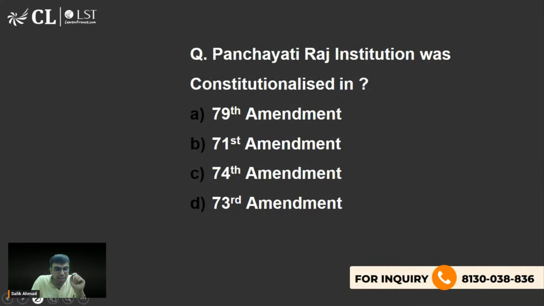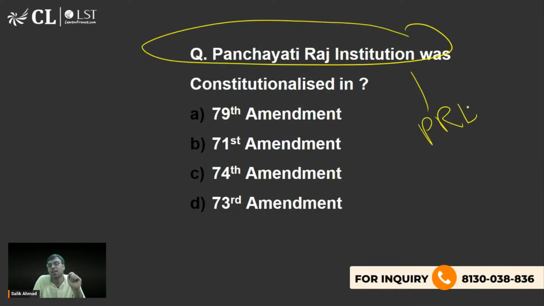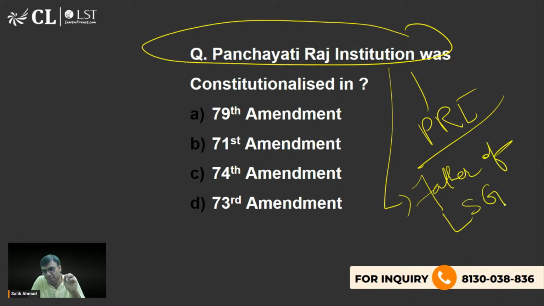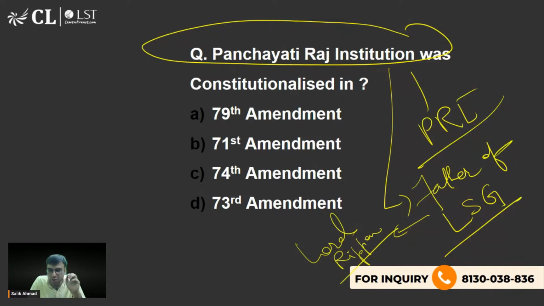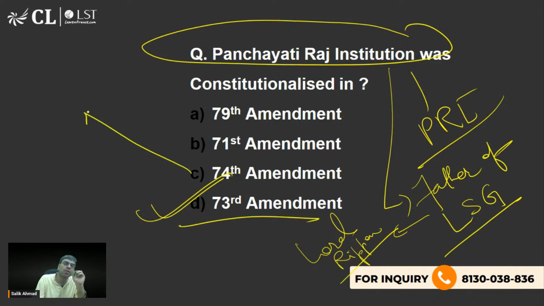The next one: the Panchayati Raj institution or PRI was constitutionalized in which amendment? Acha, this is a part of LSG, local self government. So who is considered as father of LSG, local self government? 79th amendment, 71st, 74th, 73rd. What is the right answer? Yes, Dharani, you're right. Lord Ripon is the right answer. Panchayati Raj institution was constitutionalized in 73rd. Yes, Natasha, you're right. 73rd amendment. And 74th amendment में क्या हुआ था? What was the special that happened in 74th amendment? Please tell me.